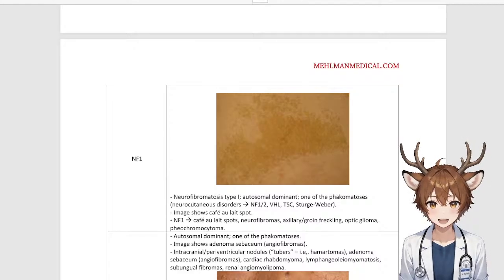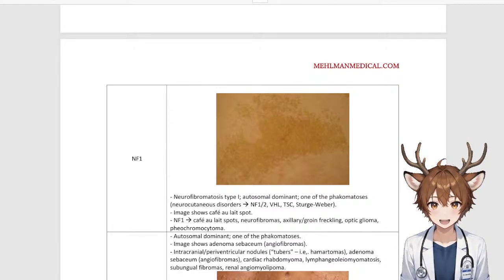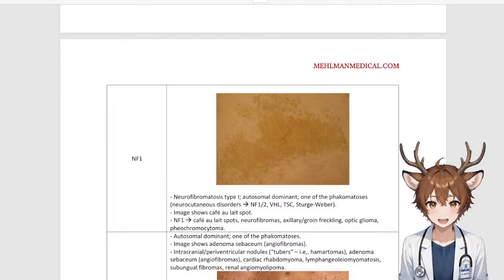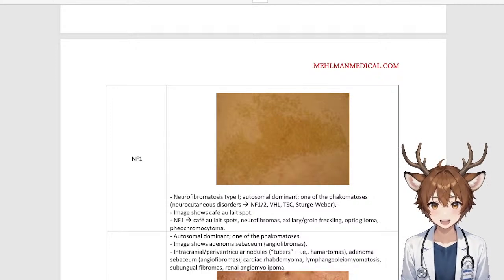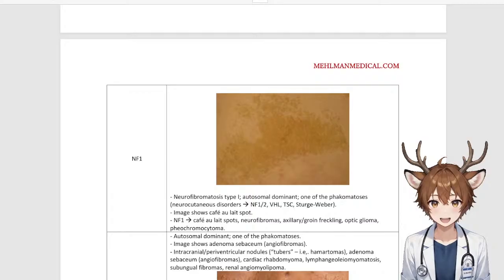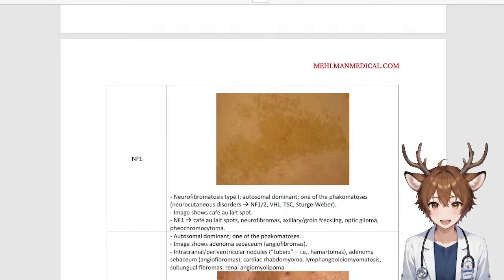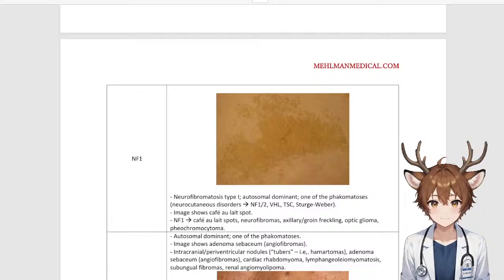NF1, neurofibromatosis type 1, autosomal dominant, one of the phacomatoses, neurocutaneous disorders: NF1/2, VHL, which is von Hippel-Lindau, TSC, which is tuberous sclerosis, something such. Let me look it up right now. TSC disorder.